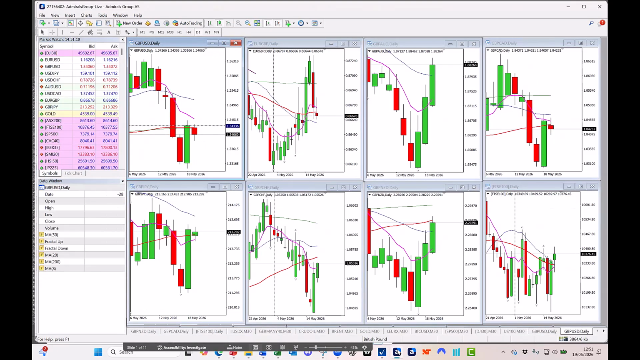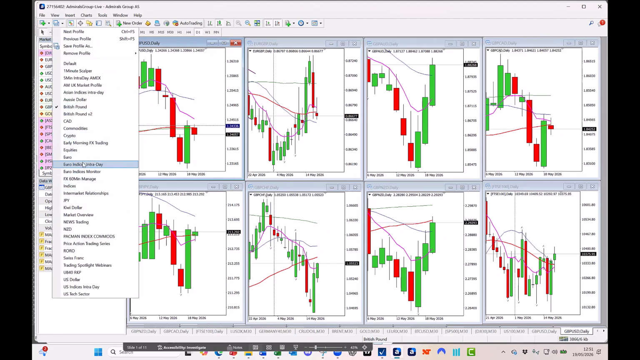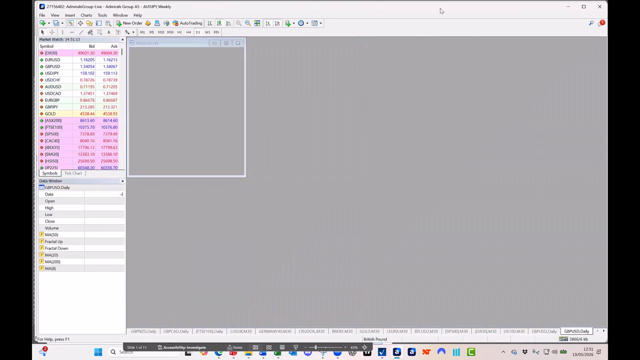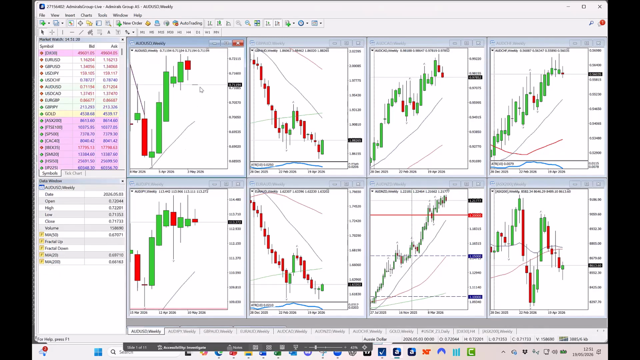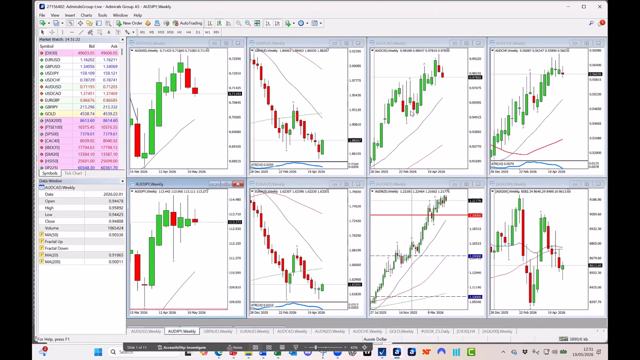All right, let us have a look at sterling. I want us to have a little look at Aussie first, and then we can look at sterling. So let's get the Aussie charts up here, the weekly charts. What I've got here: Aussie in the weekly, pound Aussie, Aussie CAD, Aussie Swiss franc, Aussie yen, euro Aussie, Aussie Kiwi, and then the ASX 200. Let's bring all of this up.